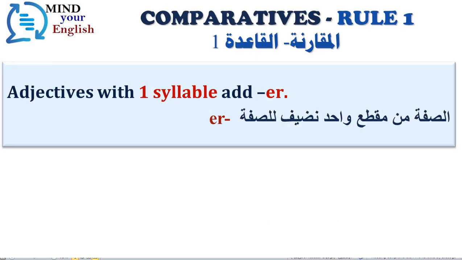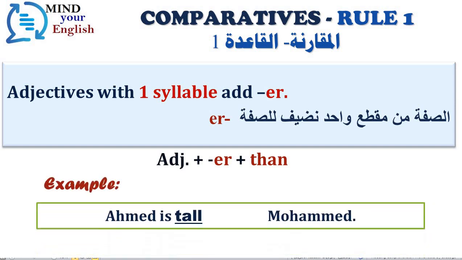Comparatives, Rule 1. Adjectives with one syllable. Add er to the adjective. Adjective plus er plus than. Example: Ahmed is taller than Muhammad.